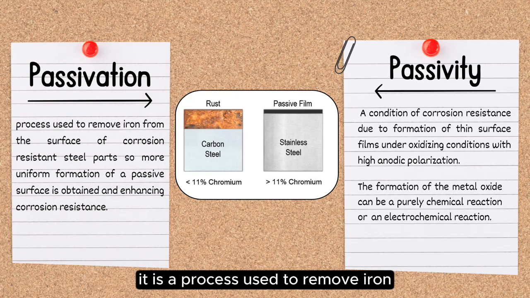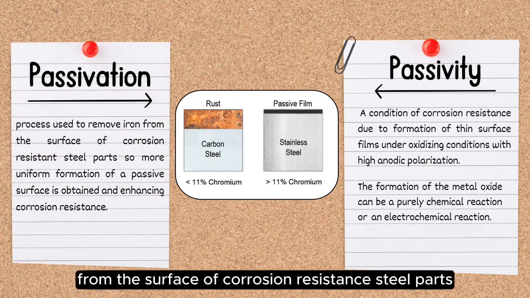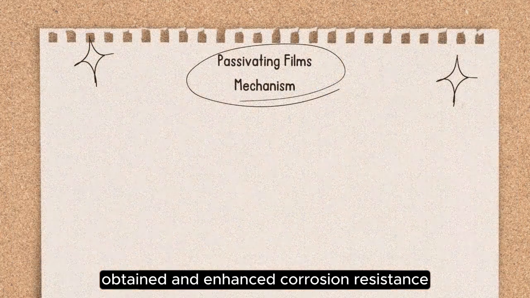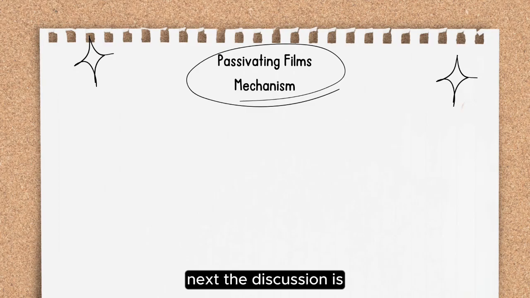Passivation. It is a process used to remove iron from the surface of corrosion-resistant steel parts so a more uniform formation of a passive surface is obtained and enhanced corrosion resistance. Next, the discussion proceeds with the passivating films mechanism.